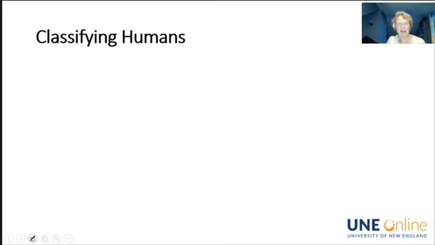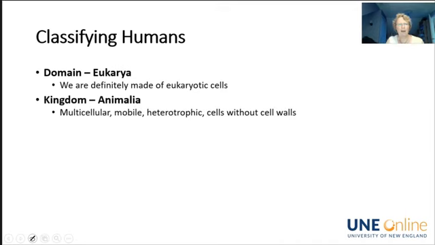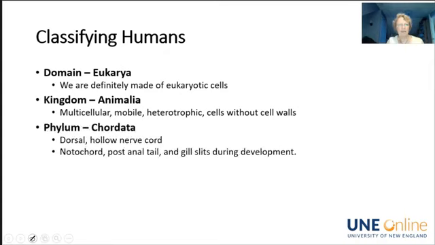Let's start big. Humans belong to the domain Eukarya. We are definitely made out of eukaryotic cells. We are not bacteria. We belong to the animal kingdom. We are multicellular, mobile, heterotrophic, and our cells do not have cell walls.